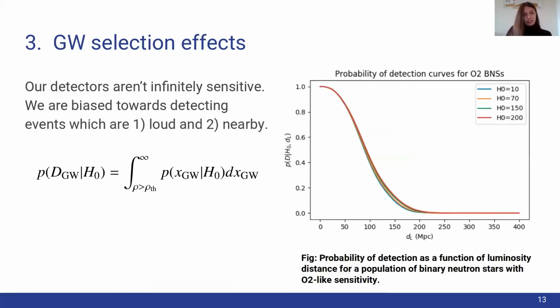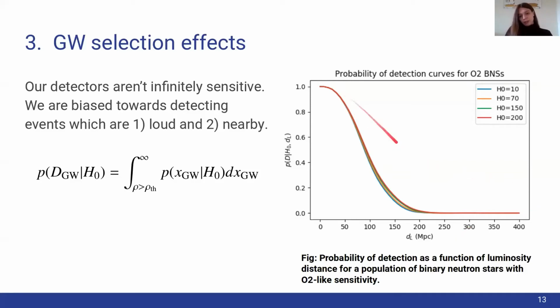So what are gravitational wave selection effects? Essentially, our detectors are finite in their sensitivity. We are more likely to detect things which are nearby, and we are more likely to detect things which are loud, where loud tends to correlate with events that are more massive or are inclined face on. This figure here shows the probability of detection for binary neutron stars as a function of luminosity distance for an O2-like sensitivity gravitational wave detector network.